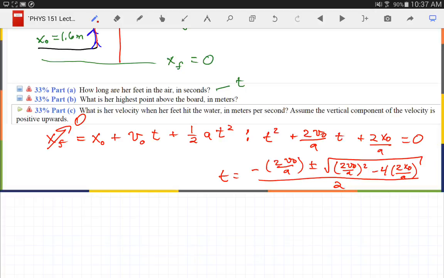Now this would be correct for everybody regardless of your numbers because I put everything in with just the values that are the symbols. But now you would need to put in your actual values for V0 and X0. And of course for A, everybody's going to have minus 9.80 meters per second squared. And you'll get two answers. One will be a positive answer and one will be a negative answer. Which one makes sense? The positive one. So the positive one is going to be your correct answer.